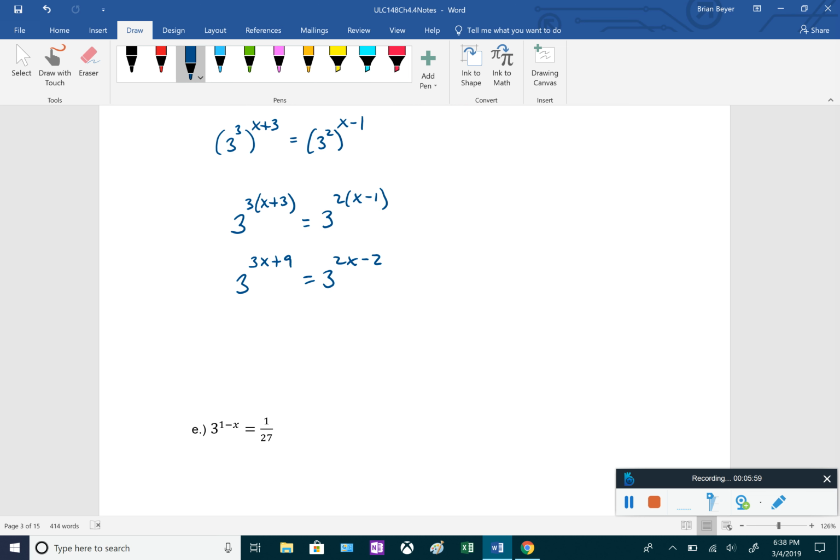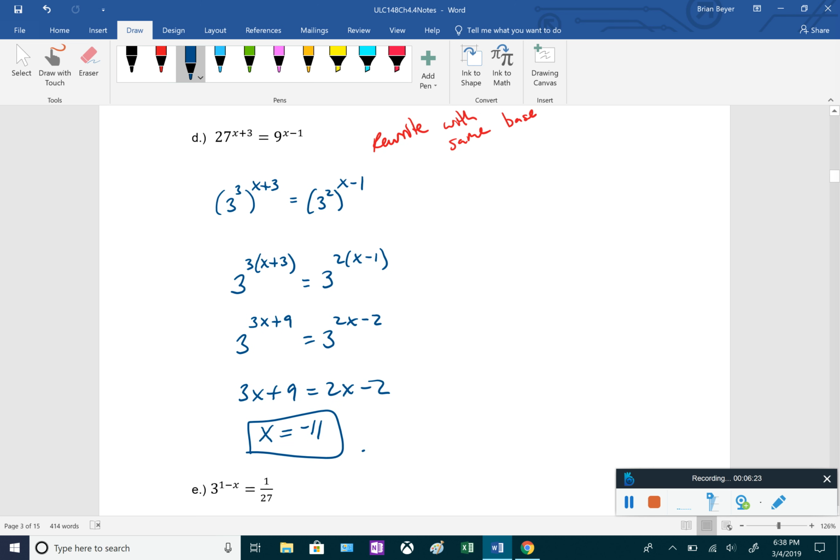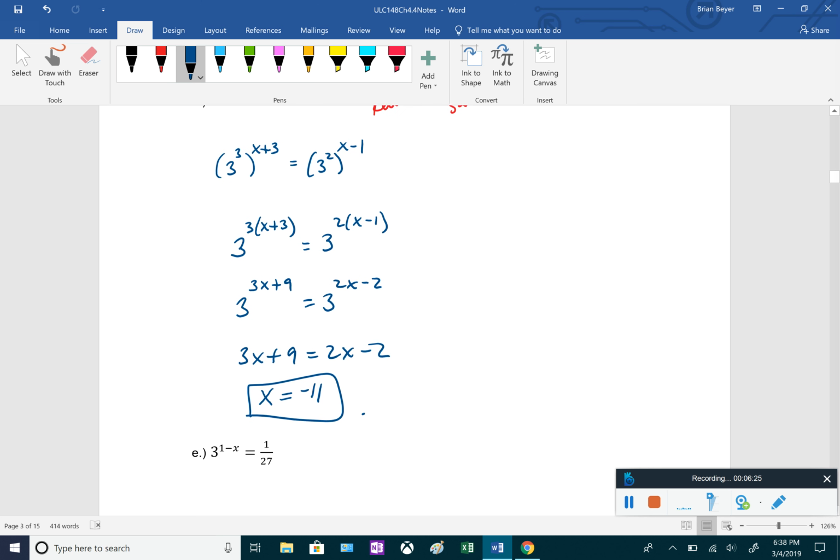And now let's drop the base. We have common bases, so we can equate the exponents. We get 3x + 9 = 2x - 2. So I'm going to subtract 2x on both sides and subtract 9 on both sides, and I'll get x = -11. Just keep in mind you could check all of these if you wanted to by plugging them back in the original.